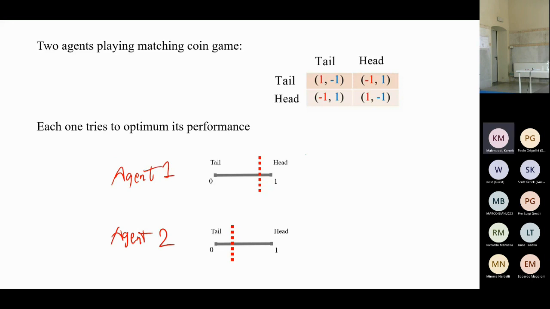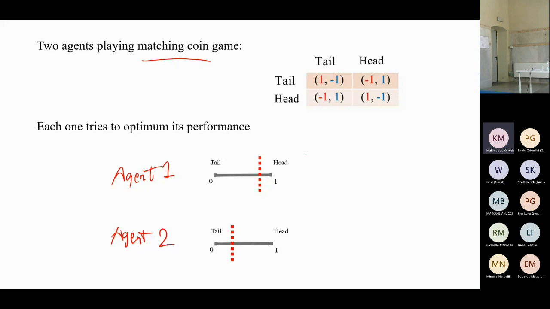They are playing a game which is matching coins. Each of the 2 agents has a coin, and in any trial they have to show their coin to each other. If the coins have the same side, like both of them are tails or both are heads, one of them wins. If they are different, the other wins. So it's a competitive game. And of course, each of the agents will try to optimize its performance, its benefit.